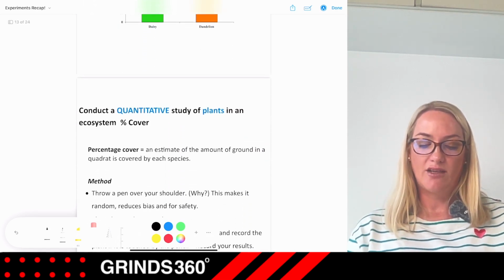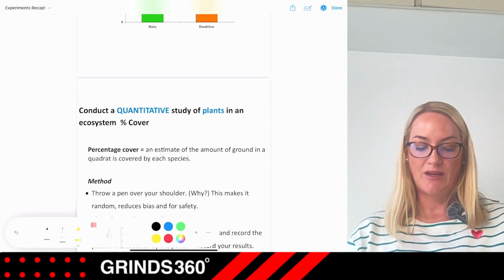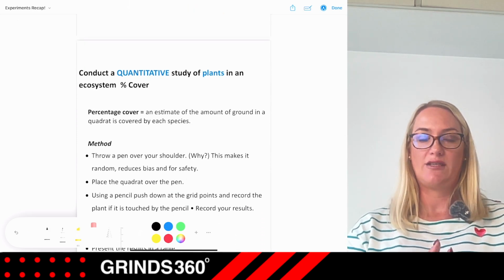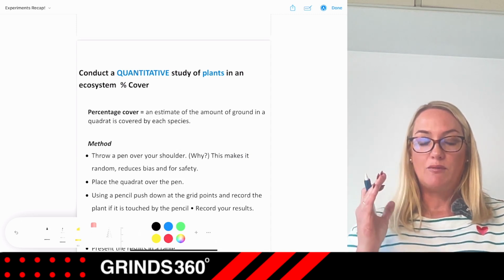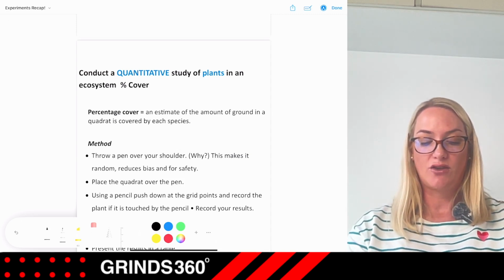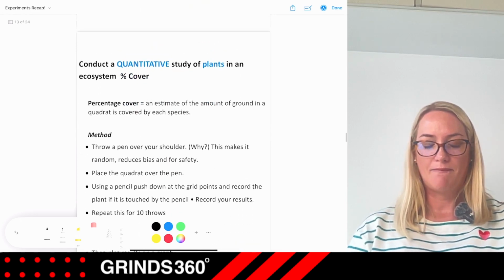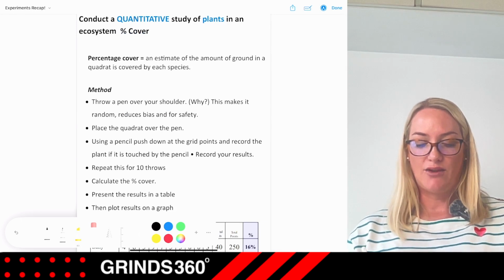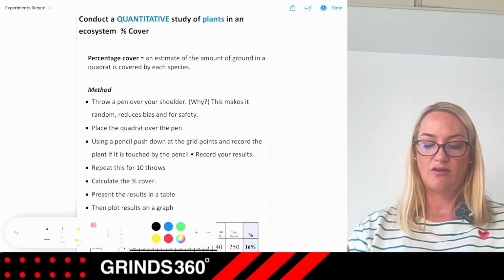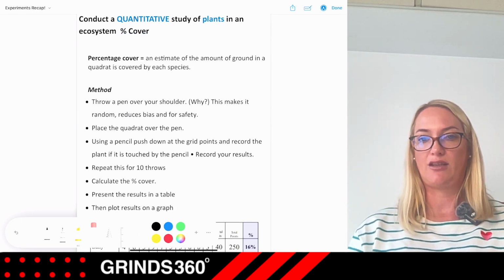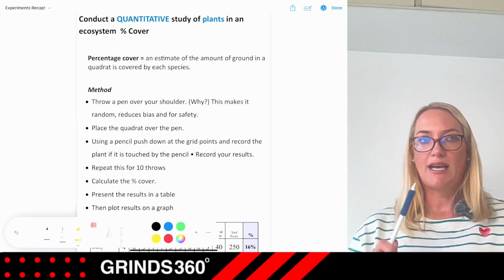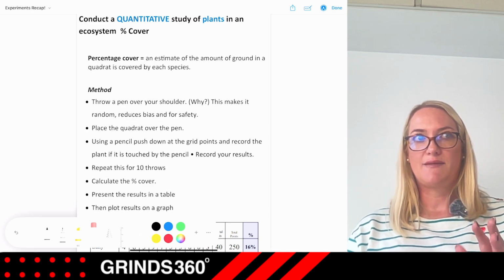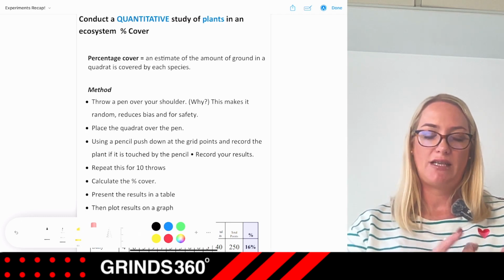Conduct a quantitative survey of plants in an ecosystem, your percentage cover. Now, percentage cover is an estimate of the ground which the quadrat covers for each species. To be really honest, with the percentage cover and percentage frequency, in writing it up, there's no difference, other than with the gridded quadrat for percentage cover, you're going to touch your pencil down at the gridded points. If they ask, usually it is conduct a quantitative survey of plants. They aren't as specific now regarding percentage frequency or percentage cover.